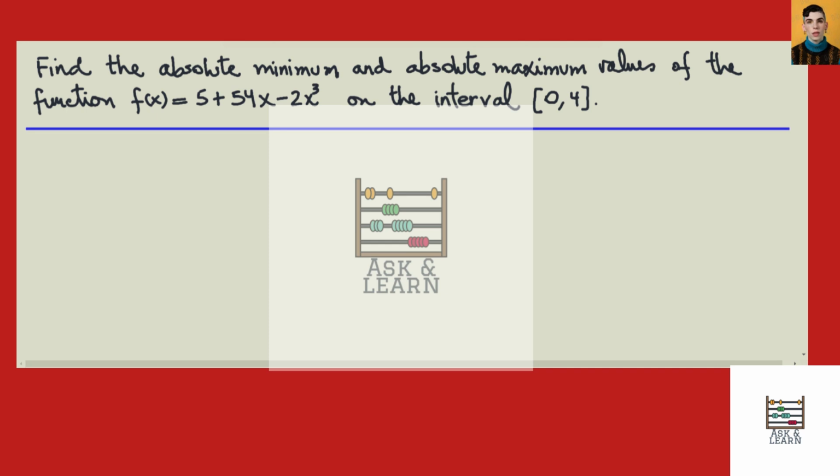We are going to find the absolute minimum and absolute maximum values of the function f of x equals 5 plus 54x minus 2x cubed on the interval 0, 4. So the first thing we're going to say is that this function is a polynomial of degree 3, so it's continuous everywhere, in particular in this interval 0, 4.